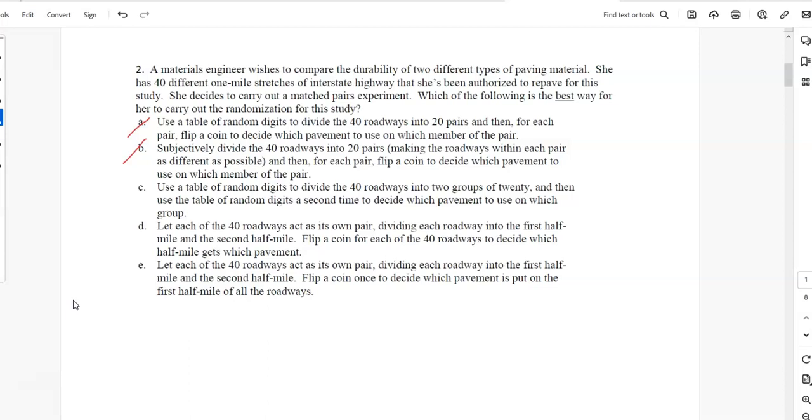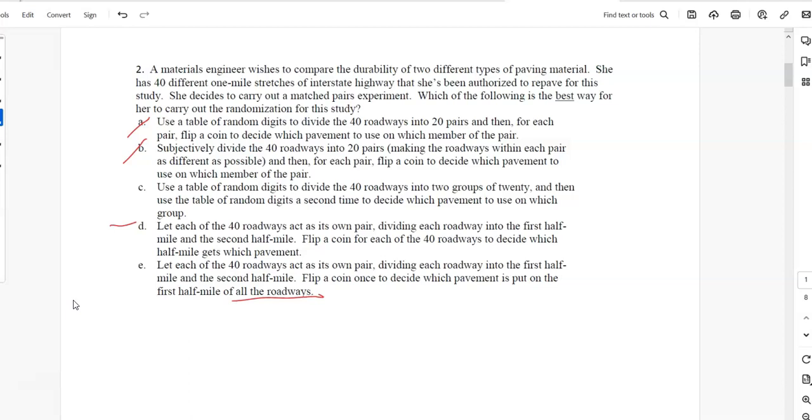Let each of the 40 roadways act as its own pair. Ooh, that's always good when you can do that, if it's possible. Dividing each roadway into the first half mile and second half mile, flip a coin for each of the 40 roadways and decide which half mile gets which pavement. So I like that one a lot so far. Each of 40 as its own pair. Okay, same thing: dividing each roadway into the first half mile and second half mile, flip a coin once to decide which pavement is put on the first half mile of all roadways. I liked up until then. So that's just flipping the coin once.